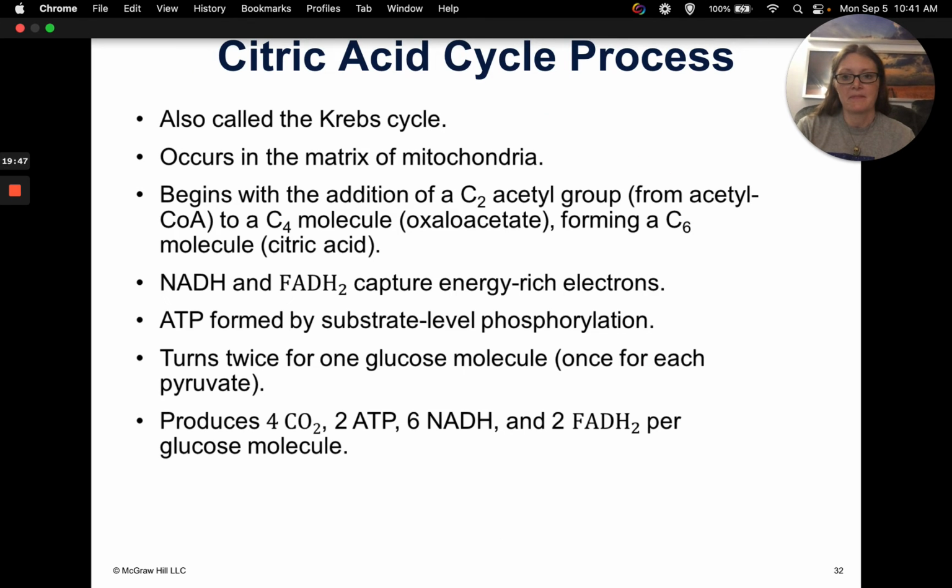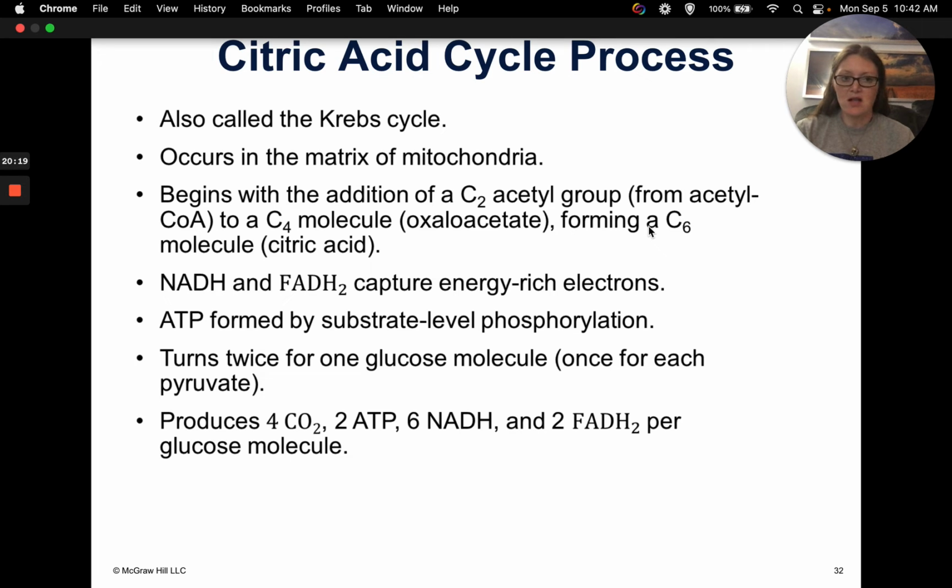So the next step, after that intermediary step, is called the citric acid cycle. This is also called the Krebs cycle, so you'll probably hear it referred to both ways. We have the Calvin-Benson cycle that was in photosynthesis, and we have the citric acid or Krebs cycle that is found in cellular respiration. This occurs in the matrix of the mitochondria. We've got our acetyl groups, and it's used to form a 4-carbon molecule, because remember we started with 6.